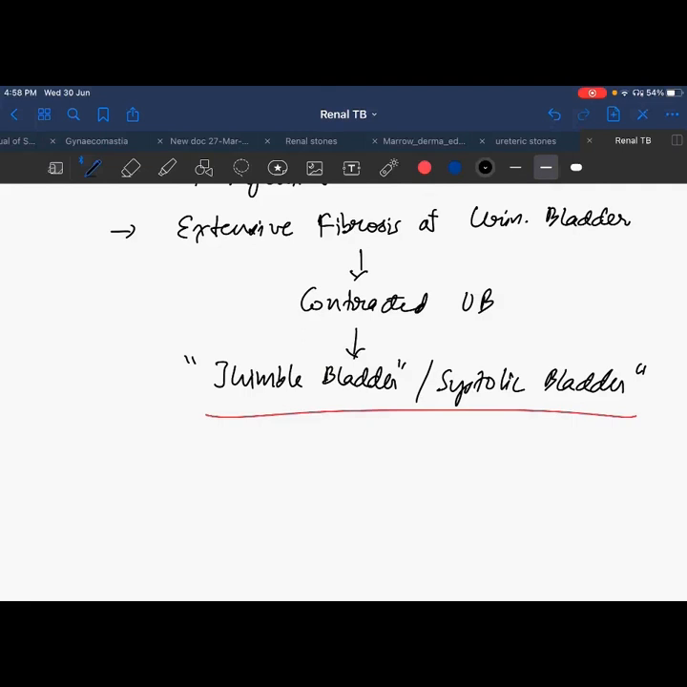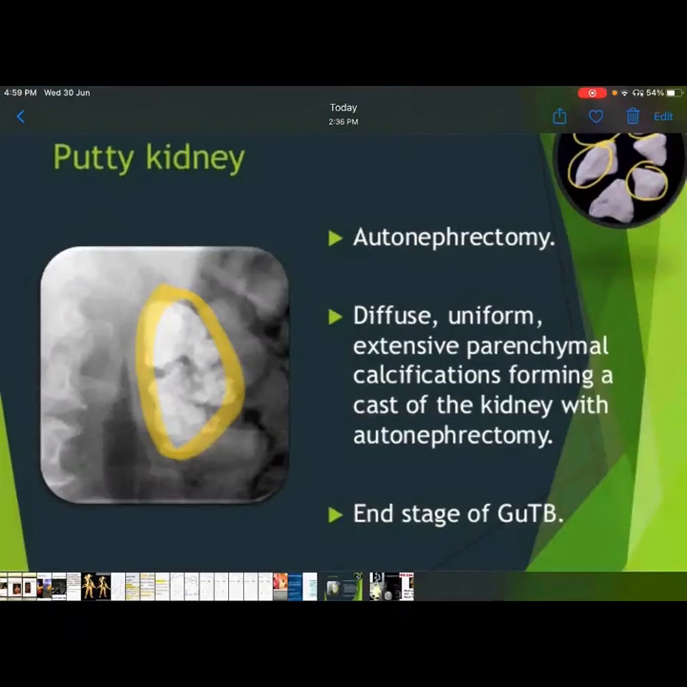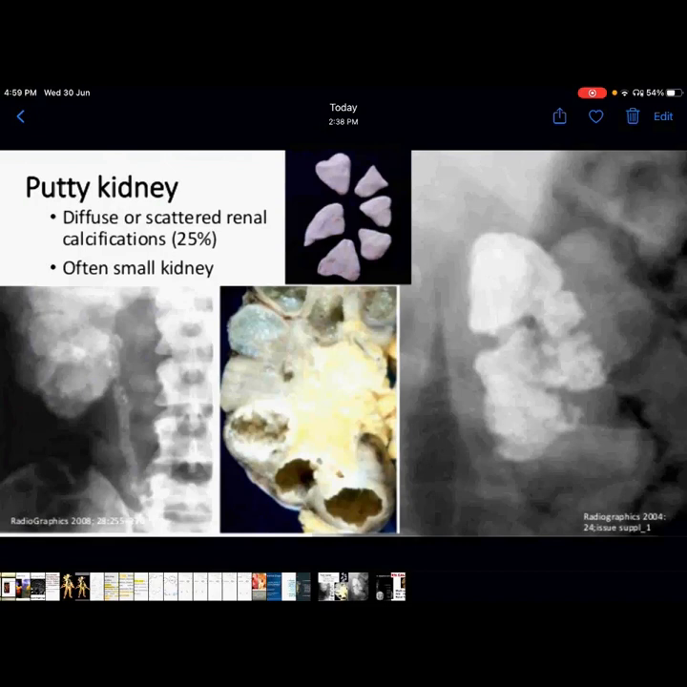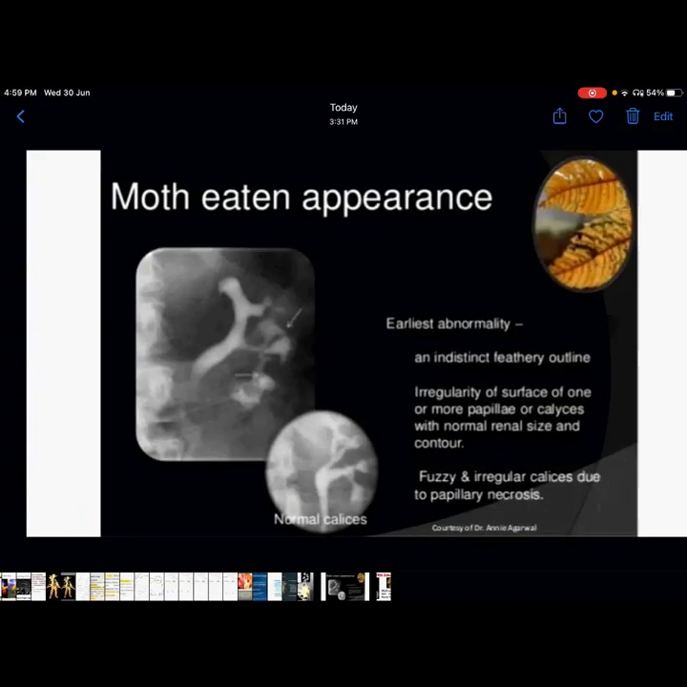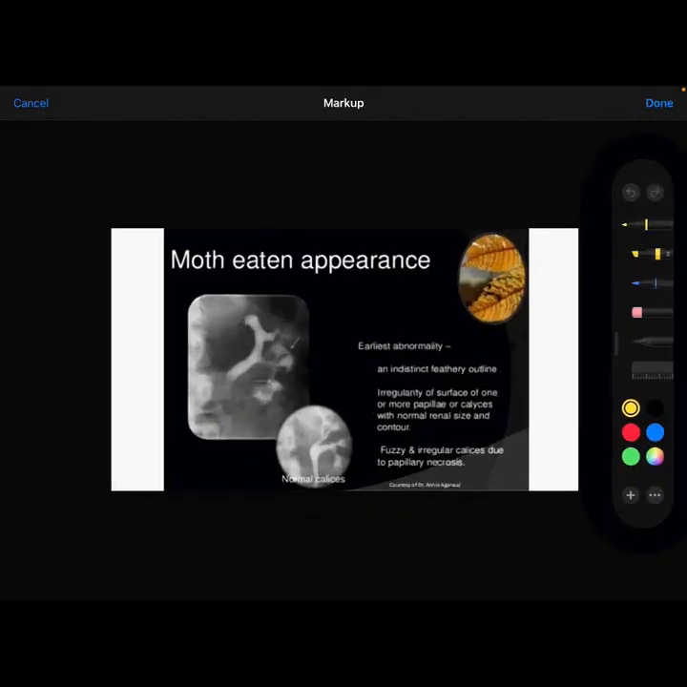Next, this is one condition in the urinary bladder, and this is for cystoscopy. The third investigation is intravenous pyelogram. What we see through this, the earliest sign, is moth-eaten calyx. I'll show the picture. See, the classification is in service only. Moth-eaten appearance.